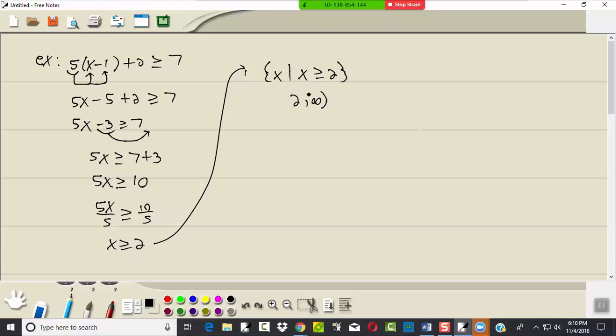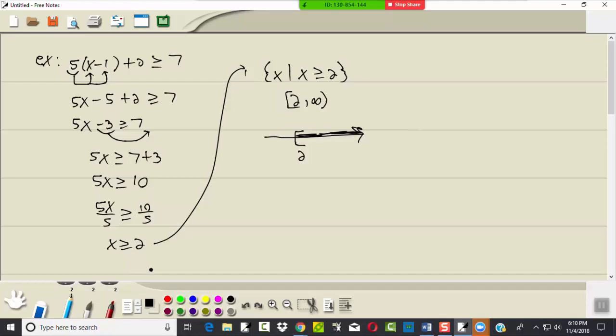Infinities always have parentheses on them. Specifically, it's a greater than or equal to. There's a line underneath. Remember, when you have a line underneath, you put a bracket on the number. And then our graph, bracket on 2, bracket on 2. And you shade whichever way it's opening. It's open to the right, so I shade to the right. And those would be my different forms.